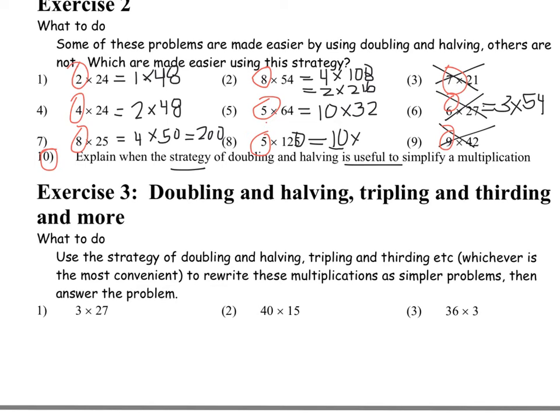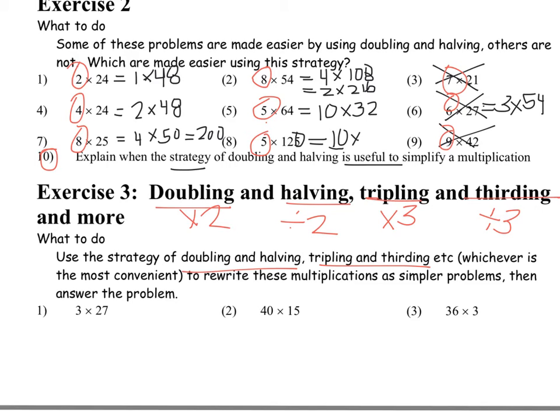In exercise 3, we bring up a new word, tripling and thirding. So if doubling is times 2 and halving is divide by 2, what do you think tripling is? That's right, times 3. What do you think thirding is? That's right, divide by 3. So use a strategy of doubling or halving, tripling and thirding, etc., whichever is more convenient, to rewrite these multiplications as simpler problems, then answer the problem.